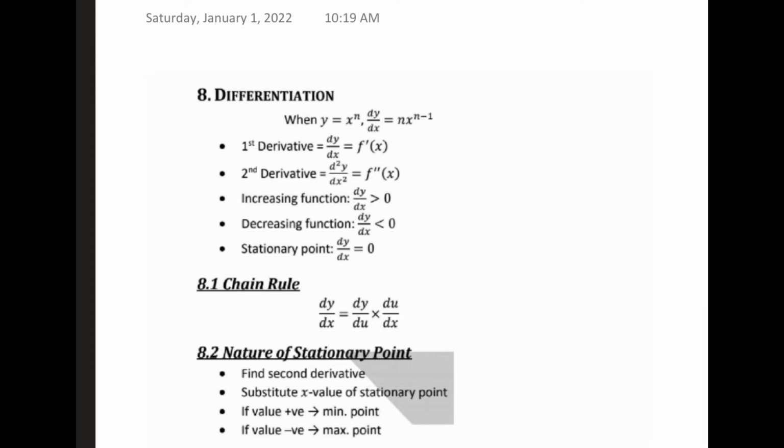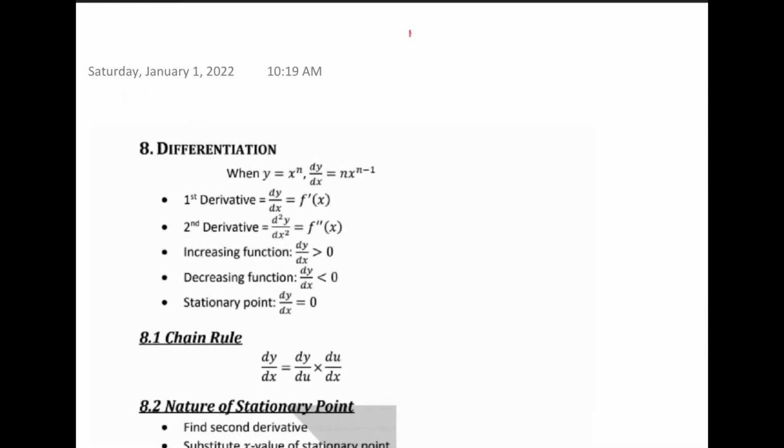Let's say one quick example. If you have y equals 1 over x cubed, to do differentiation you have to change it to this form, x to the power of something. So we change it to x to the power of negative 3. Then after that we can start doing dy/dx, or differentiation. We shift the power minus 3 in front, and then the power will become n minus 1. So imagine minus 3 minus 1 again becomes minus 4. So this is your first derivative.